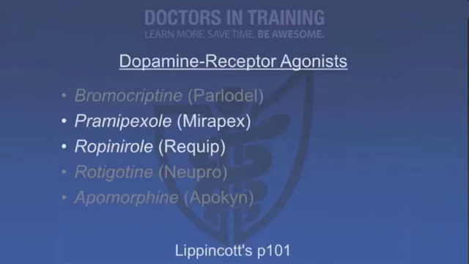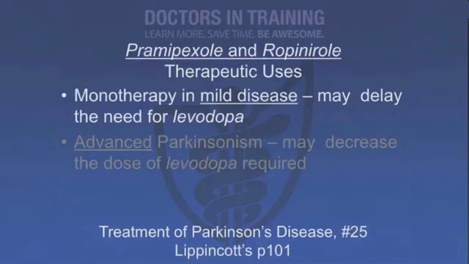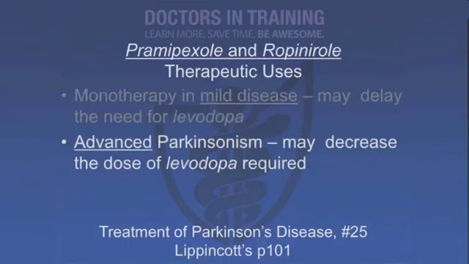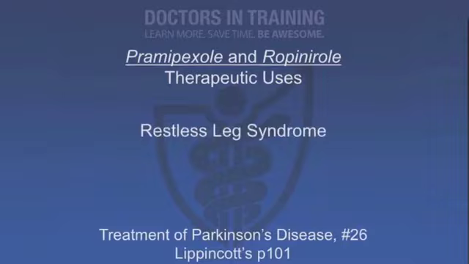The next two drugs are pramipexole and ropinirole. These are also agonists of the dopamine receptors. They're usually used as monotherapy in mild disease because they may delay the need for levodopa. In advanced Parkinsonism, they may decrease the dose of levodopa that's required. And these drugs are also used to treat restless leg syndrome.